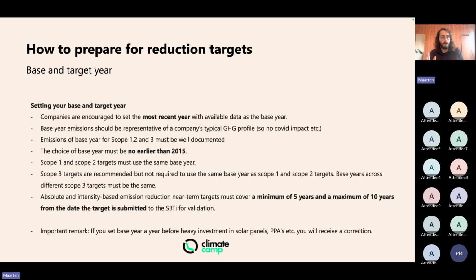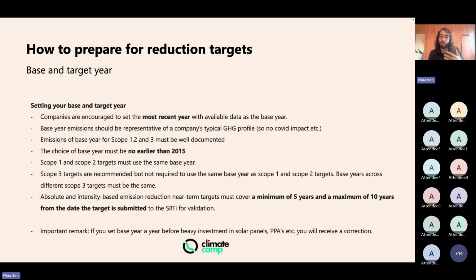Now, another important aspect, we talked about the different target types. We've talked about the target rules when it comes to how much coverage, the minimum level of ambition for the reduction targets. Now, base year is also an important element to reduction targets. What year are you going to base your reduction on? Now, there are some SBTi guidelines, obviously. So companies are encouraged to set the most recent year with available data as the base year because it's more representative the closer it is to reality. It should also be representative of your company's total GHG profile.